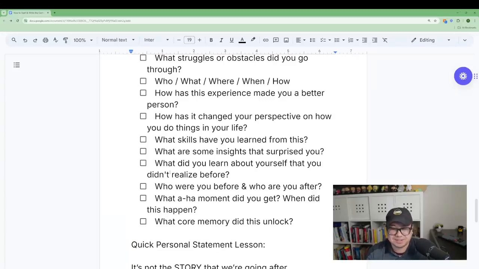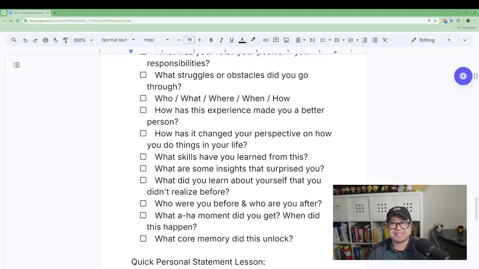What skills have you learned from this? What are some insights that surprised you? What did you learn about yourself that you didn't realize before? Who were you before? Who are you after? What aha moment did you get? When this happened, what core memory did this unlock?